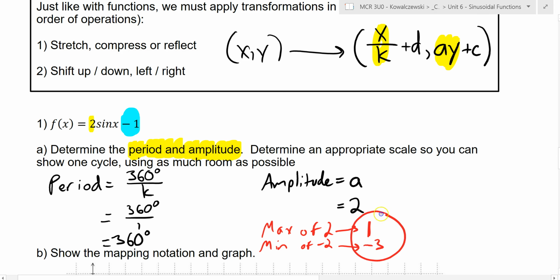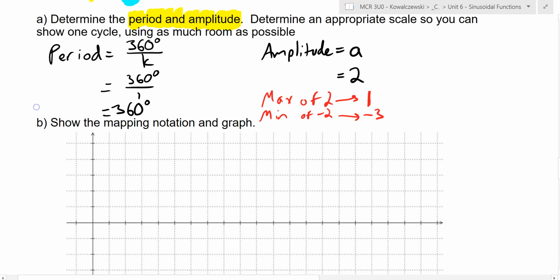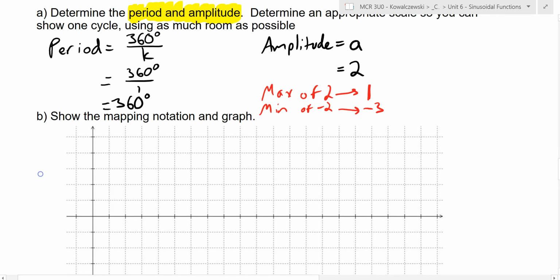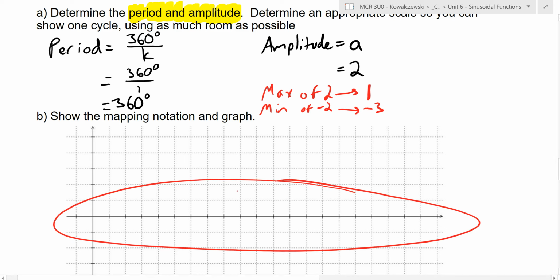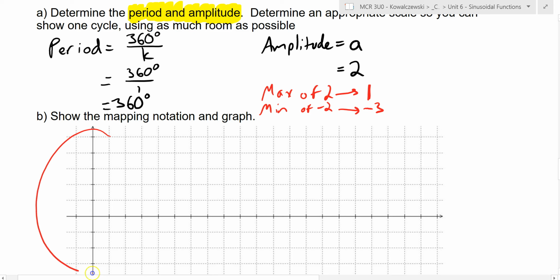So I know that my y values have to be able to fit in 1 to negative 3. That's where the max and min are going to be. So just a little bit of planning ahead of time and we can come up with our scale. As I said, I'm going to fit in 360 degrees on the x-axis, and I have to make sure that 1 to negative 3 fit on my y-axis. So I'm going to pause the video and then fill that out.